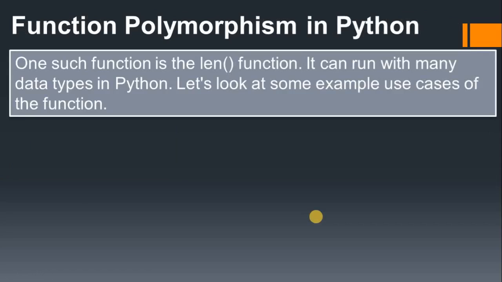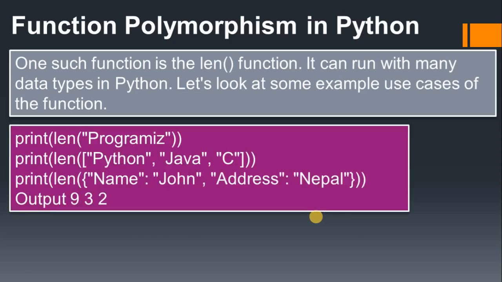Then the next one is function polymorphism. For that we have the example of the len function. You can observe this example. If you use it like that, it will count the total characters. So total 9 are there, you can count it, so the output is 9. In the second one we are taking three separate strings, Python, Java and C, separated by commas. Its output is 3. It is counting the number of strings, not characters.